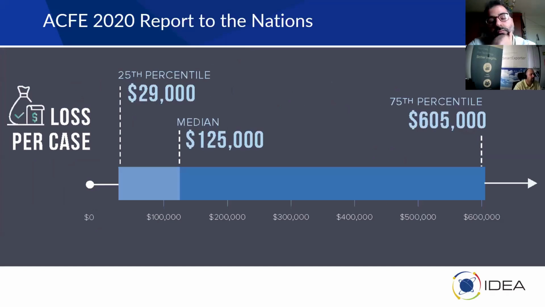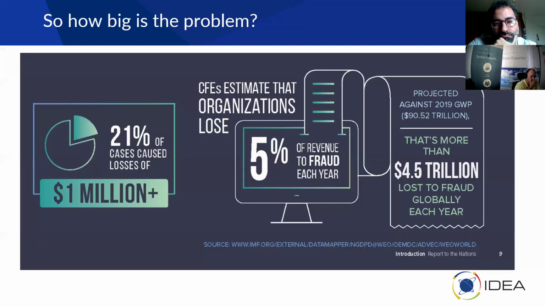And this is the report of the nation, loss per case, median. Usually the median is $125,000. Don't forget, every single company, and also federal and local governments, are losing at least 5% of revenue to fraud each year.